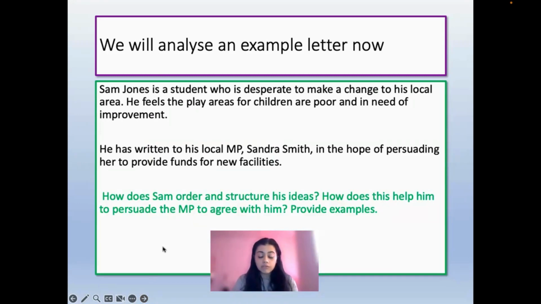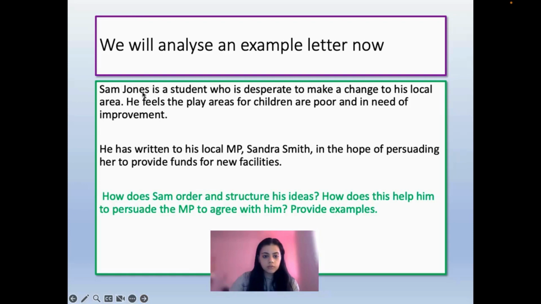Now we're going to get straight into analysing this grade 9 letter because there are so many good things about it and there's a lot that we can learn from it for our own writing. I want to give you a bit of context on what the letter's about so we're not confused. So Sam Jones is a student who is desperate to make a change to his local area. He feels the play areas for children are poor and in need of improvement. He has written to his local MP, Sandra Smith, in the hope of persuading her to provide funds for new facilities.